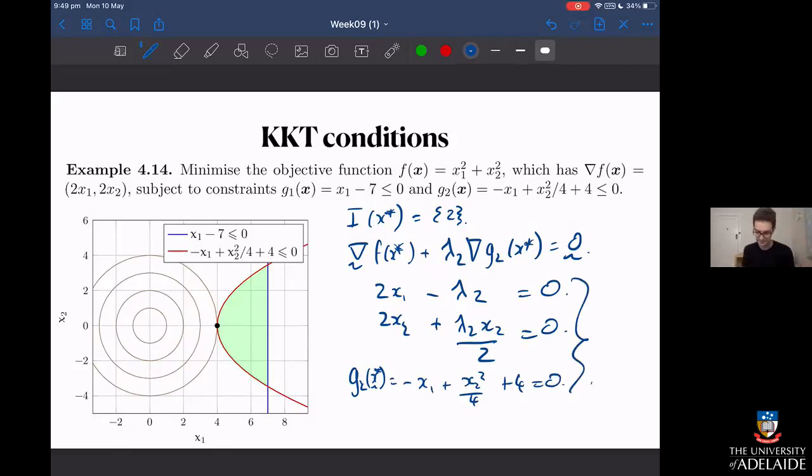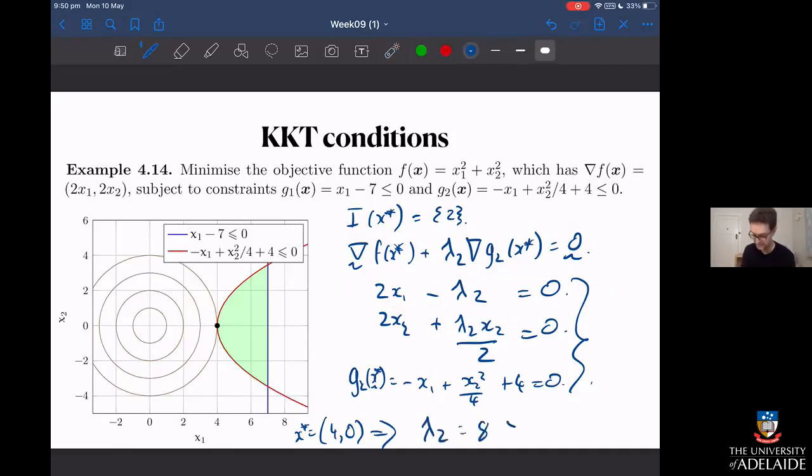Okay, so now you can solve this if you want. You can see what the solution is just from the diagram. That's x star is equal to (4, 0). So knowing that, let's plug that into these expressions here. Once I know the solution, then I can figure out what lambda 2 has to be. I just have to look at this first equation here. So if the true x1 is equal to 4, then lambda 2 is going to be equal to 8.